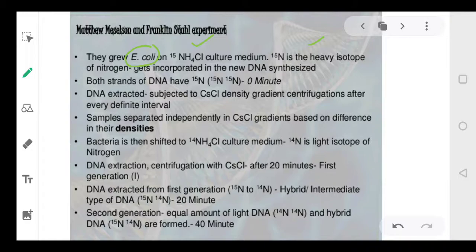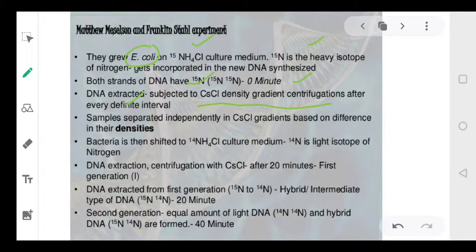Clear? Then both the strands of DNA will have N15 at the 0 minute. 0 minute means initially we have put N15 in the sample, so N15 will be present inside the DNA. Okay? Then this DNA will be extracted, removed and will be subjected to cesium chloride density gradient centrifugation.